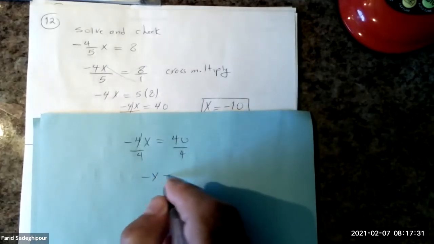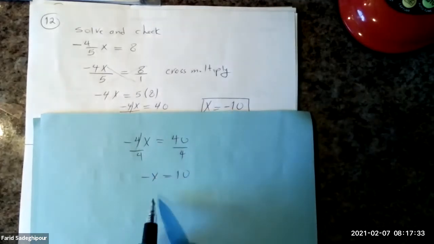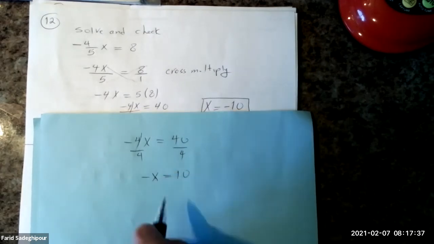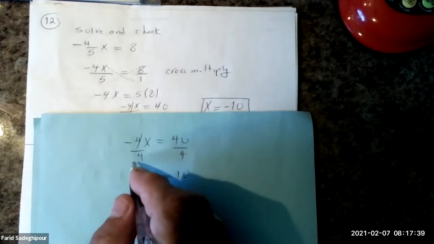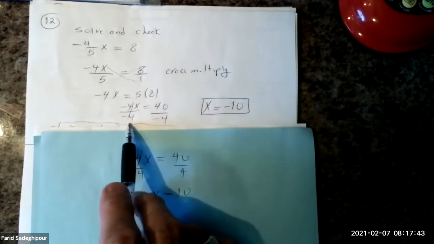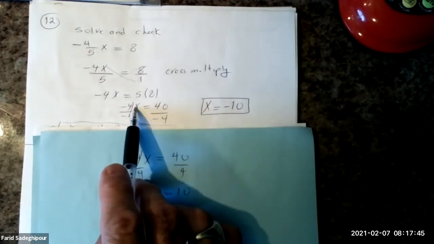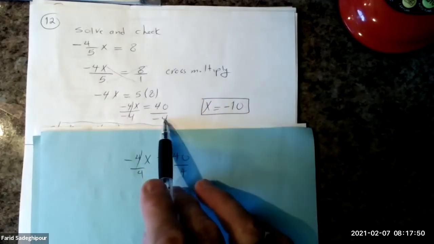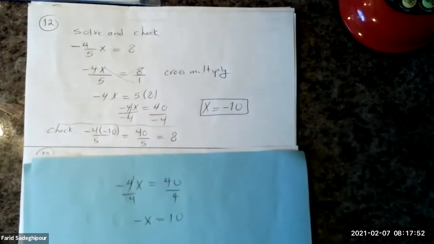You have -x is 10. We don't want that. We always want a positive number here. When you want to have x by itself, it has to be positive, not negative. So in this case, divide both sides by negative, whatever is sitting next to x. So x by itself is 40 divided by minus 4, which is negative 10.